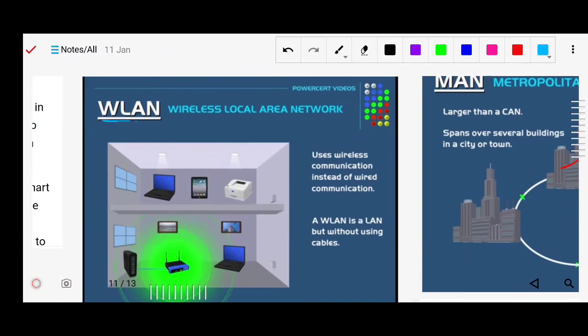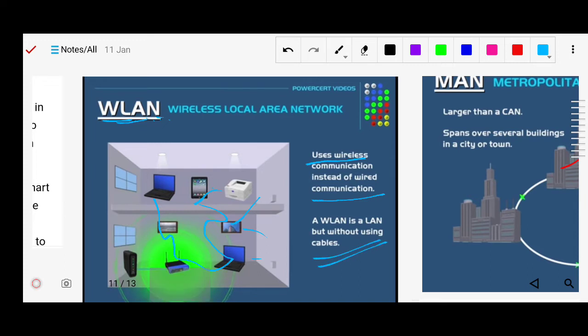So here it is the same as a LAN, but in the case of a LAN, as I told you, only wire is used. Now with advanced technology we can use a wireless connection. At home, all these computers and peripheral devices are connected through a wireless connection. This is one part of the LAN. The WLAN uses wireless communication instead of wired communication. A WLAN is a LAN but without cables.